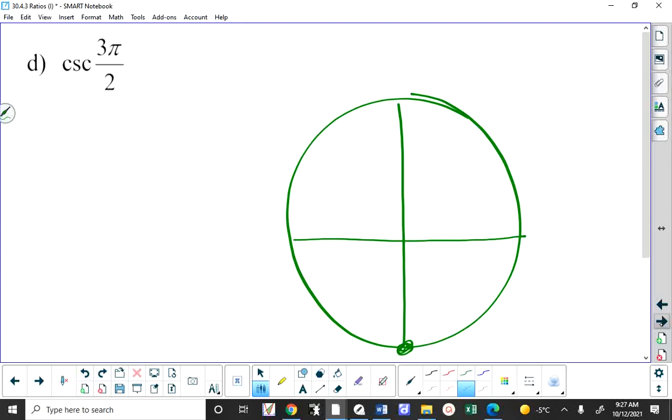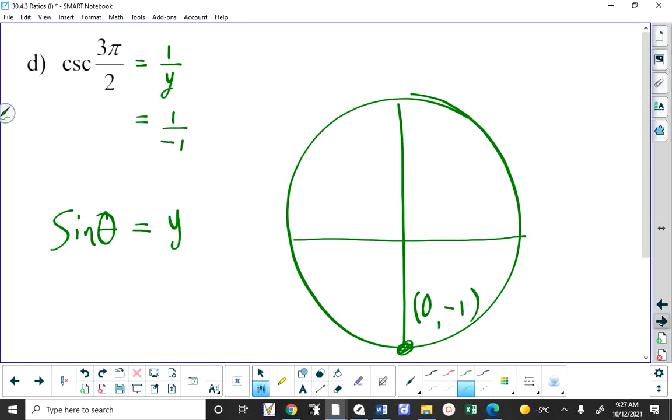Cosecant is the reciprocal of sine of theta, which is the y coordinate on the unit circle, because that's what I'm using. And that means that cosecant will be the reciprocal of the y coordinate. Well, this is at 0, negative 1, which means this will be equal to 1 over negative 1, which is just negative 1. So if you go to Wolfram Alpha and you type in cosecant 3 pi over 2, it's going to tell you that it's equal to negative 1. By the way, you don't have a cosecant button on your calculator. And I'm not just hiding it from you. It isn't there. There isn't one.